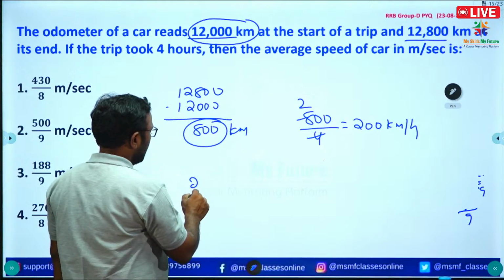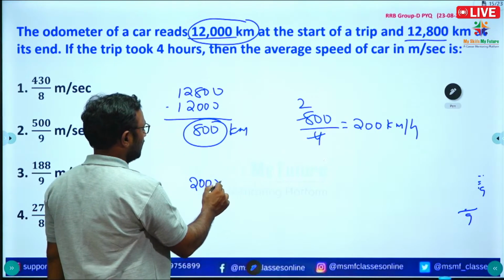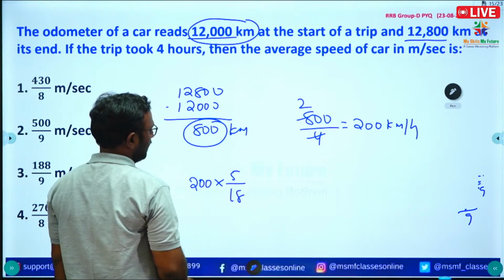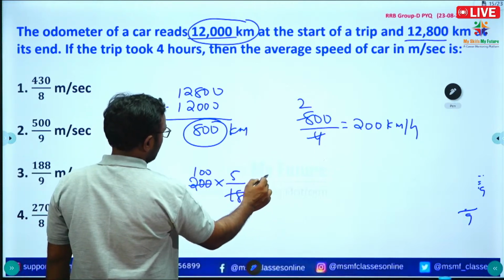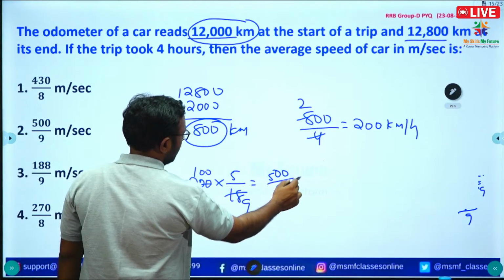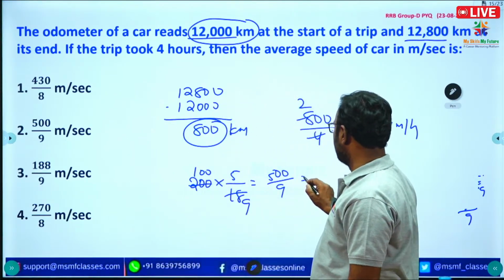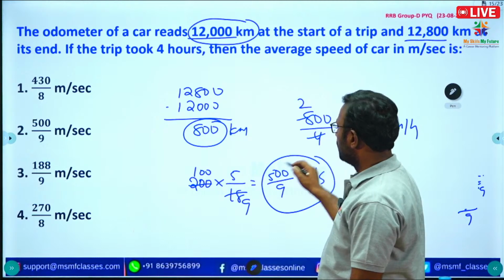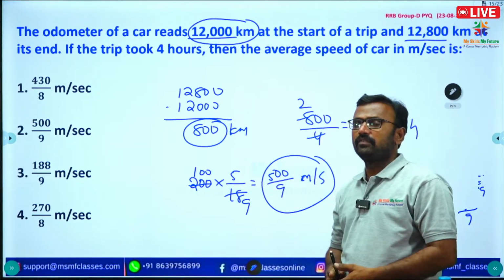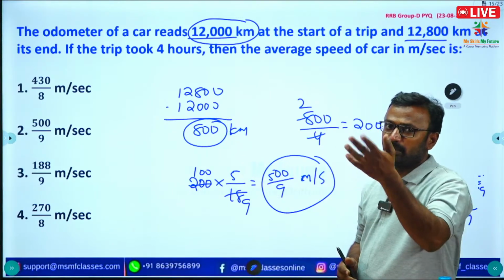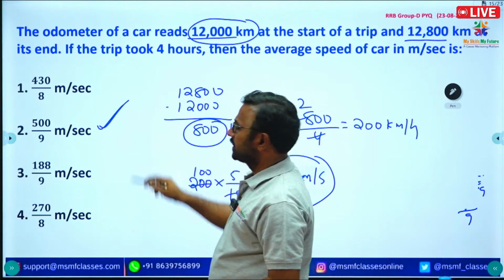So just convert kilometers per hour into meters per second. Just multiply with 5 by 18. So 2 nines are 18, 2 tens are 20. Okay. So 500 by 9. So see the options in fractions. If you want to convert to meters per second, just multiply with 5 by 18. If you want to convert to kilometers per hour, just multiply with 18 by 5, you get the answer. So 500 by 9 meters per second is correct. Option 2 is correct. Okay.